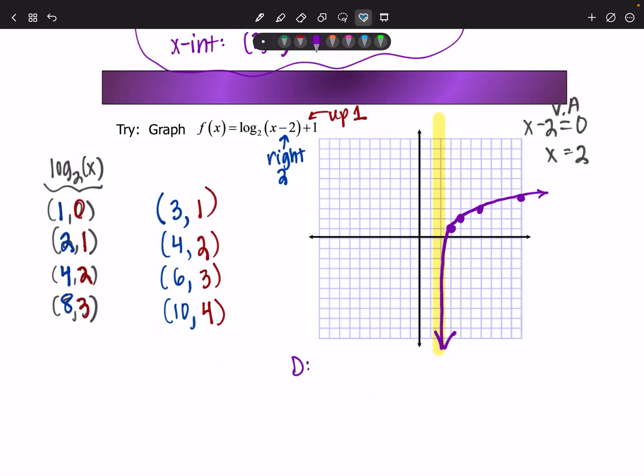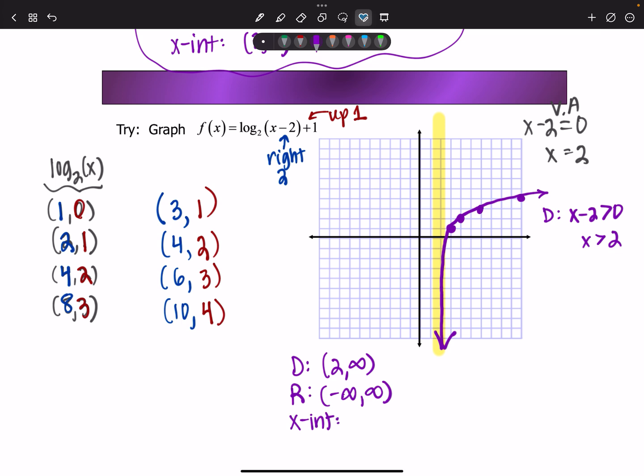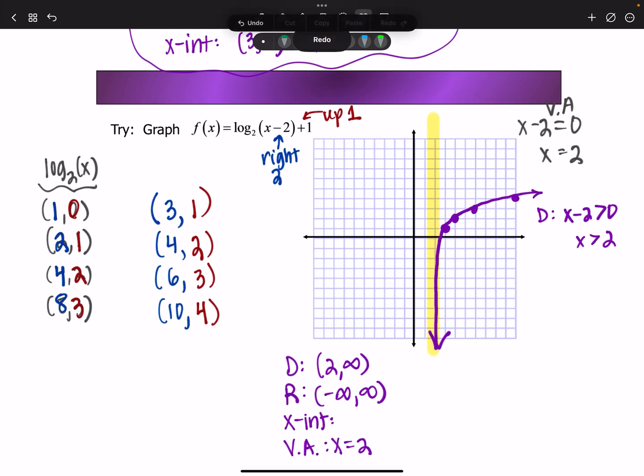We have a domain that is, let's see our domain. X minus 2 is greater than 0. X is greater than 2. So 2 to infinity. That matches our graph. Our range goes from negative infinity to positive infinity. We don't have a y-intercept. Our x-intercept, we're going to have to do a little bit of work for our x-intercept. And our vertical asymptote is going to be x equals 2. So let me show you how we're going to do that.